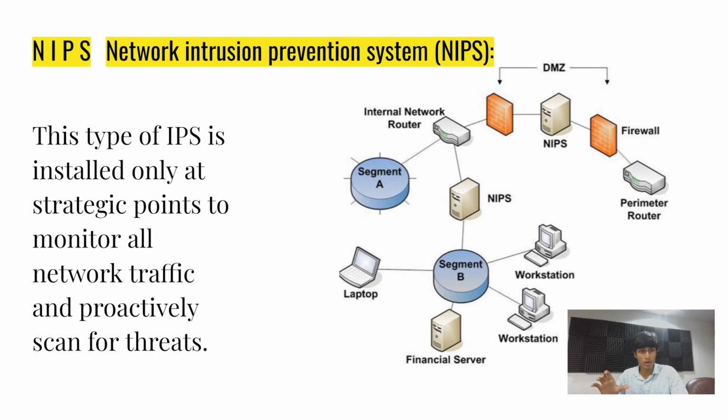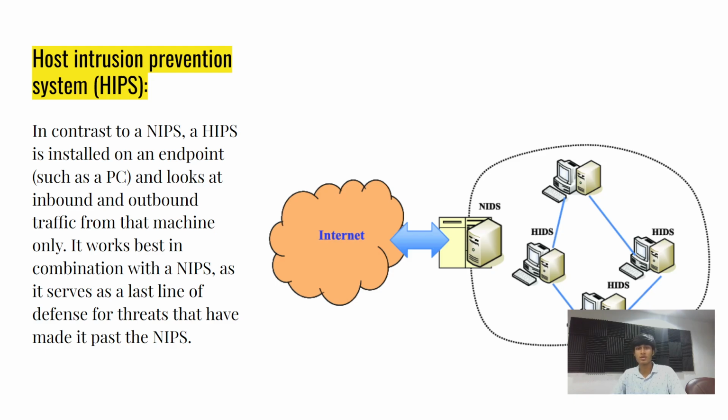It's basically installed only at strategic points to monitor all the network traffic, like between the laptop and, you can see, the financial server and workstation. Then there's NIPS, and that NIPS is connected to the network router of segment A. Then it will go to the perimeter router. There is HIPS. Between the internet and the network where we use it, there's another NIPS.